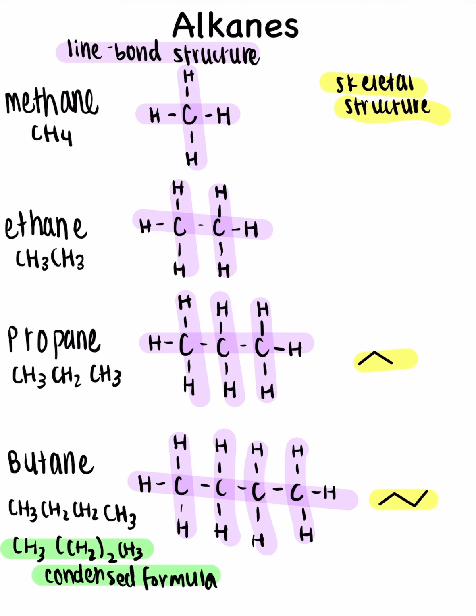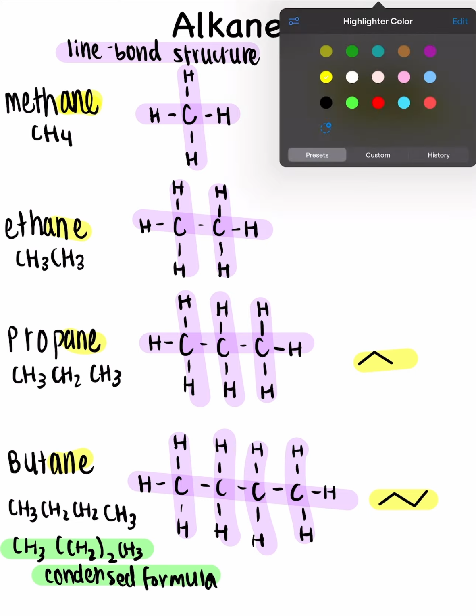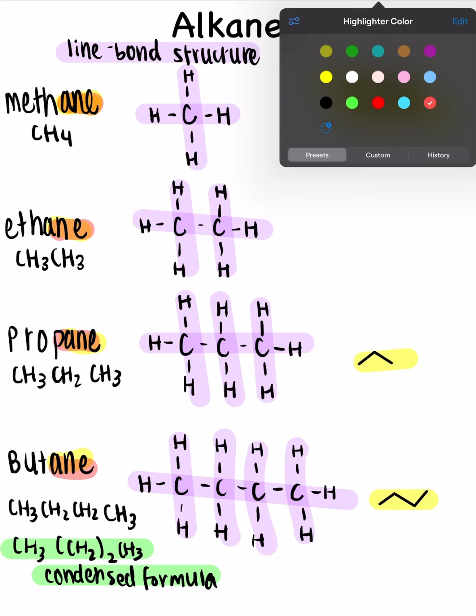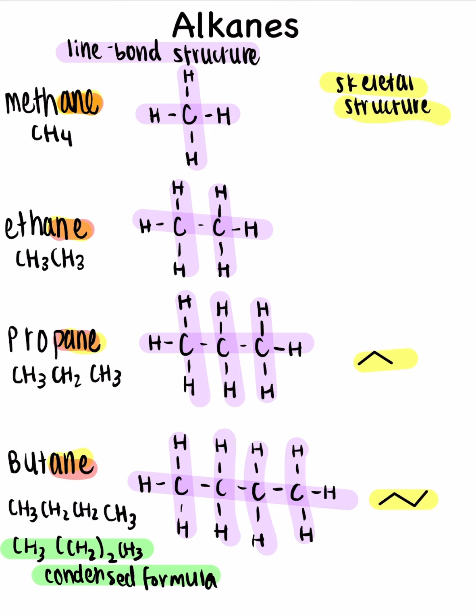So let's begin. For alkanes, notice that all of them end in ane. Probably should have done a different color, but let me see if I can do one. Okay, so what changes is the prefix, or the beginning. I know we're going back to elementary with using prefix and suffix and all of that, but I'll try to keep it as plain as possible.